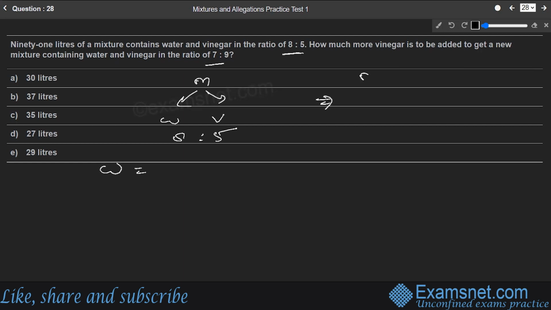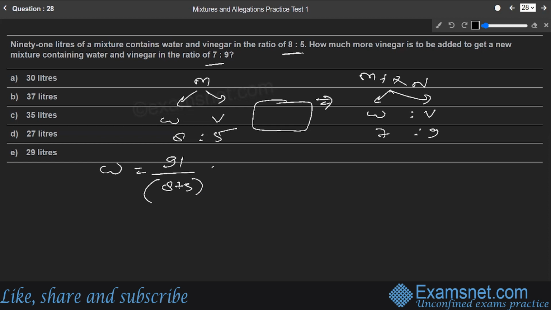After the addition, the new mixture should have the ratio of water to vinegar as 7 is to 9. That's what has been asked. So let us find out the water part in the original mixture first. Water part is 8, total mixture is 91 liters divided by the sum of ratio terms, that is 8 plus 5, water part and vinegar part, into 8, because we are finding the water part. If we solve this, it comes out to be 56 liters. So the water part in the mixture is 56 liters.